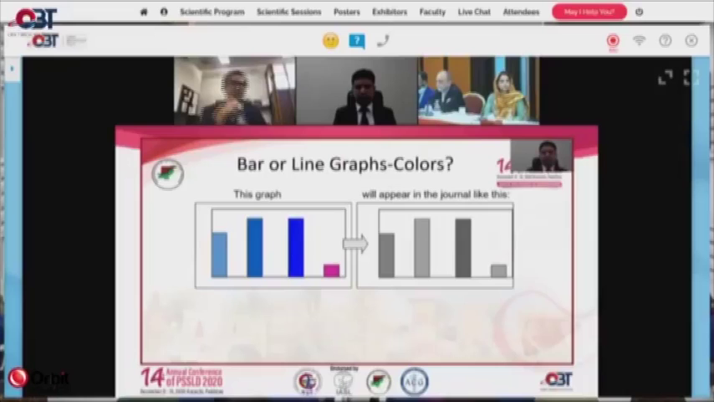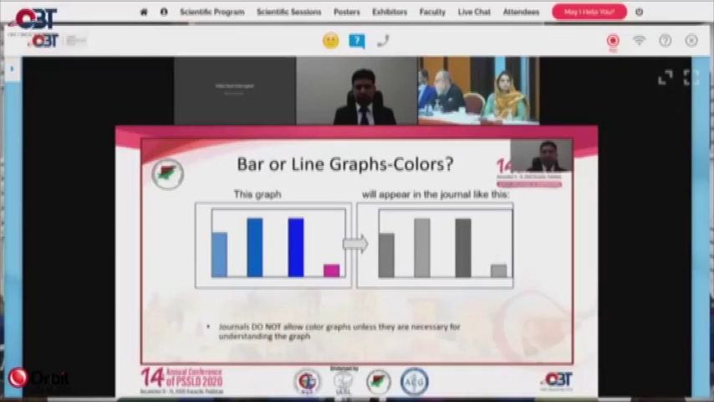Many students draw this kind of simple colored bar graph. When printed in black and white, these graphs will display like this. So it is better to make graded types of graphs, because this kind of simple color graph will be difficult to read when published in simple black and white format.